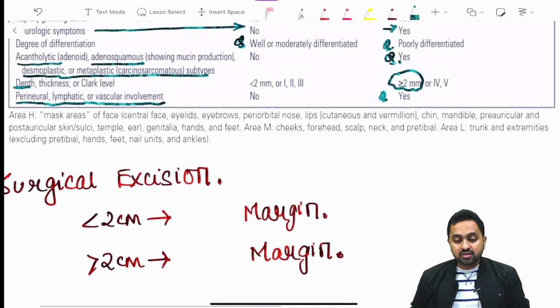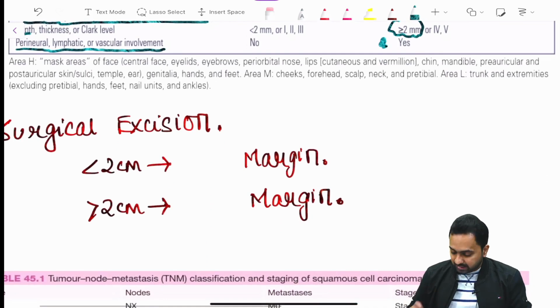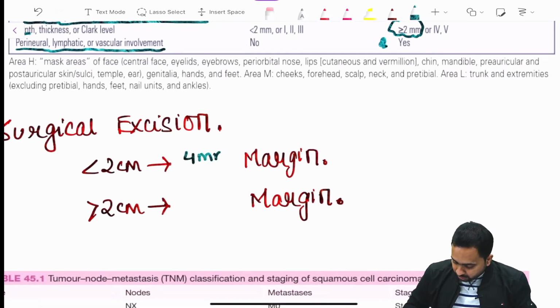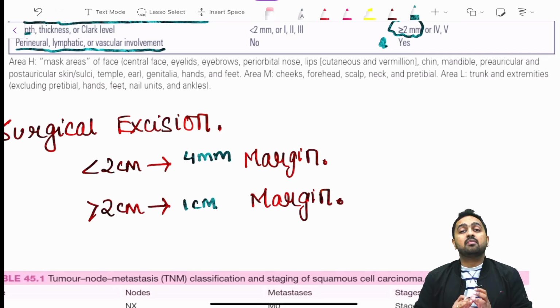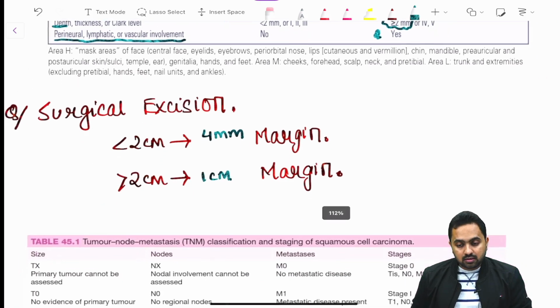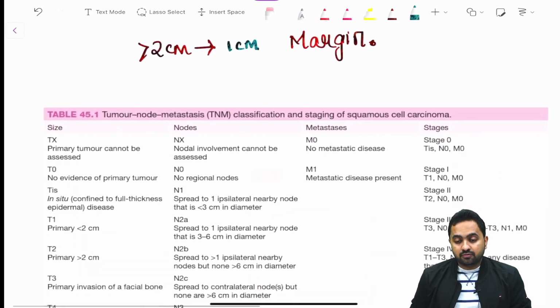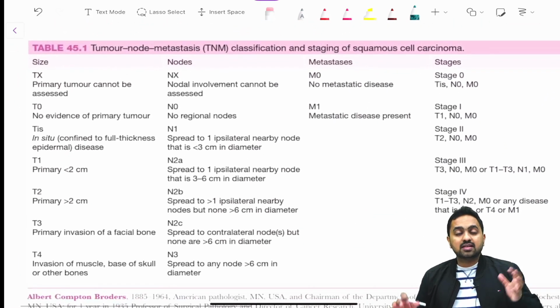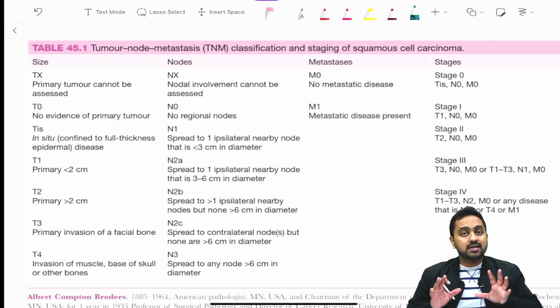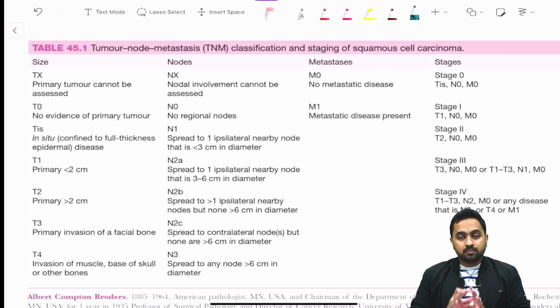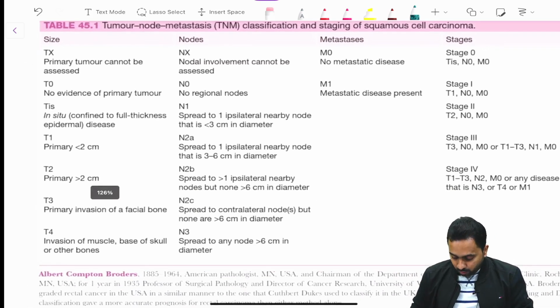For surgical excision, where the lesion is less than 2 centimeter, the recommended margin is 4 mm, and for more than 2 centimeter we have a recommended margin of 1 centimeter. Now this is the TNM classification of squamous cell carcinoma. Since it's given in Bailey and Love, we are discussing it over here. So please just pay heed to some important points.